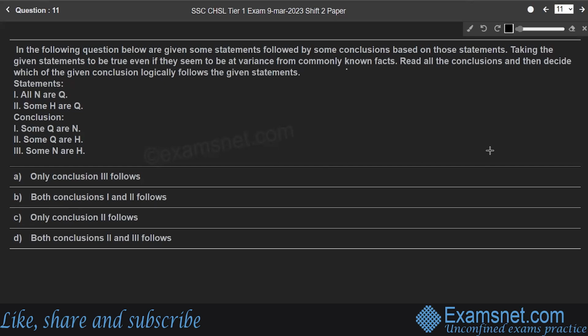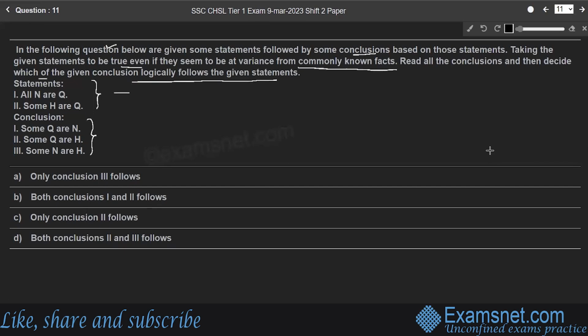Question 11. In the following question below are given some statements followed by some conclusions based on those statements. Taking the given statements to be true, even if they seem to be at variance from commonly known facts, read all the conclusions and then decide which of the given conclusions logically follows the given statements. So students, here are 2 statements followed by 3 conclusions. First, let us represent these statements in the form of a Venn diagram.